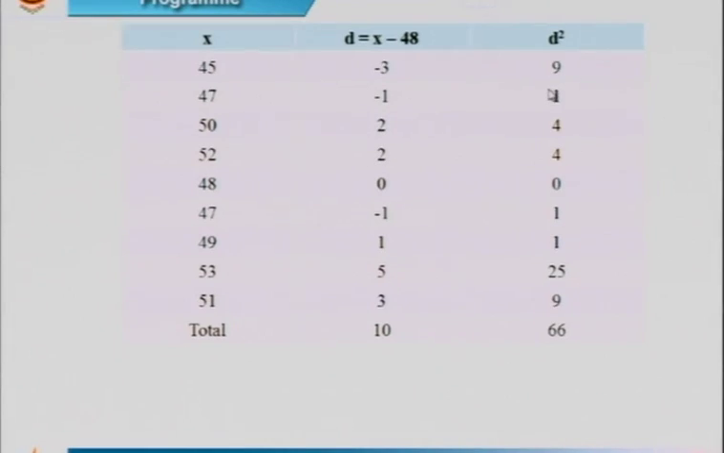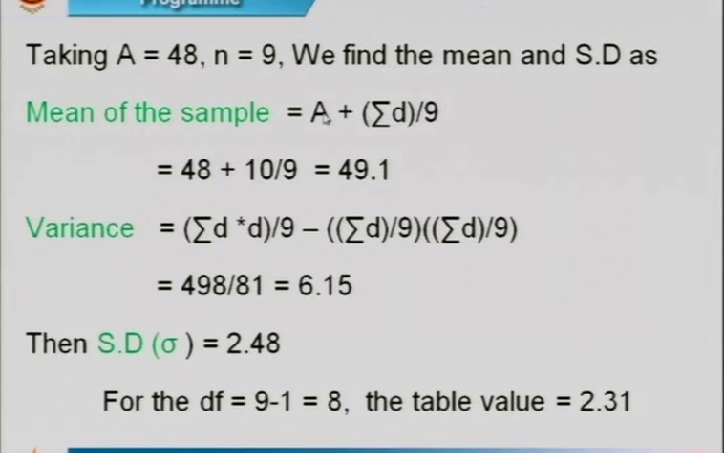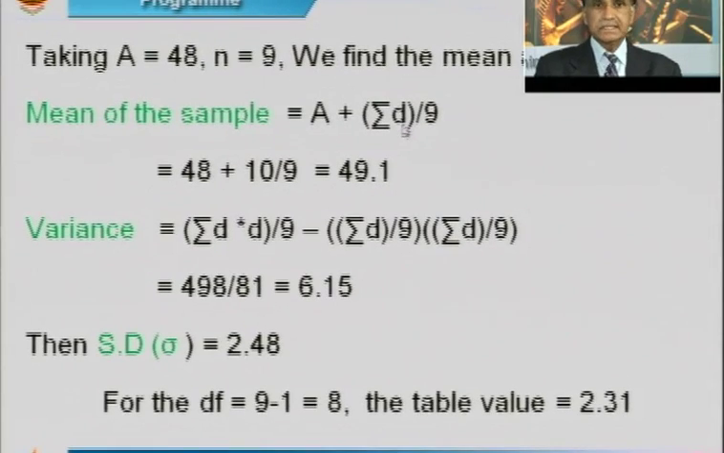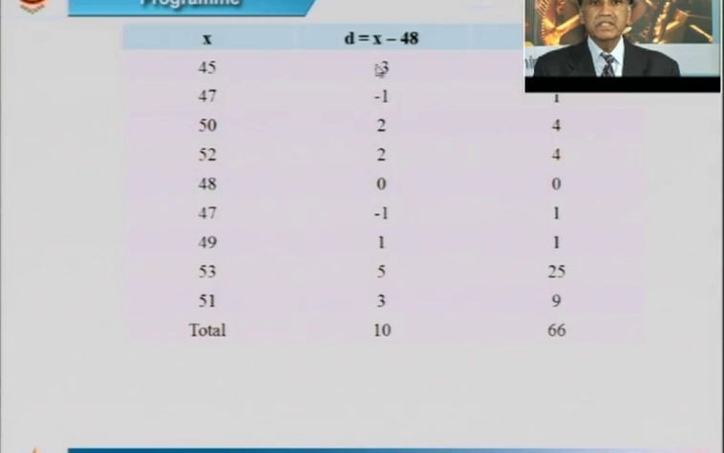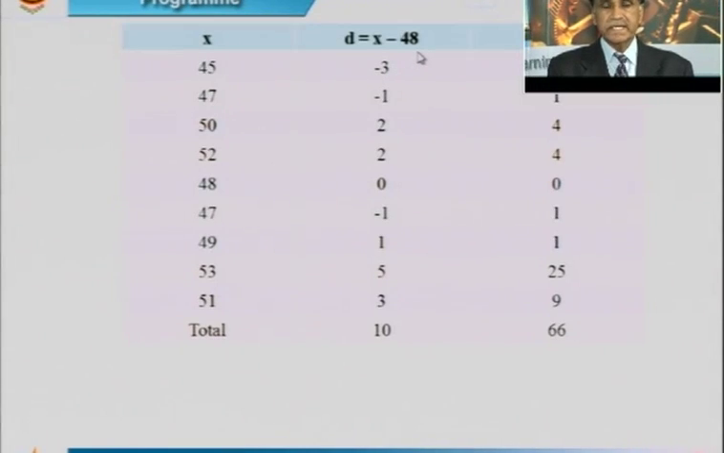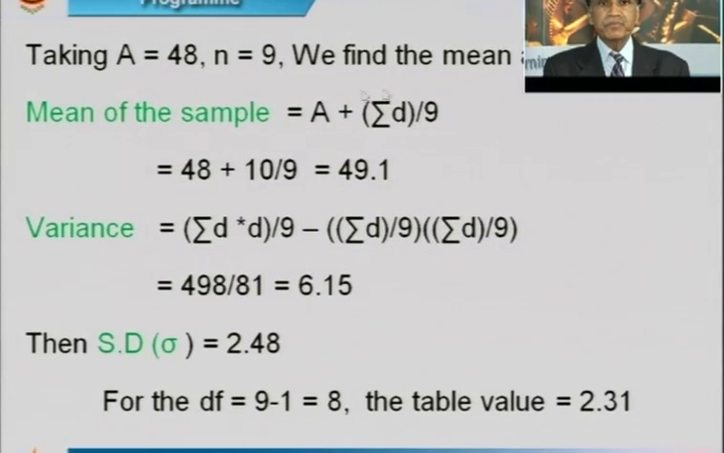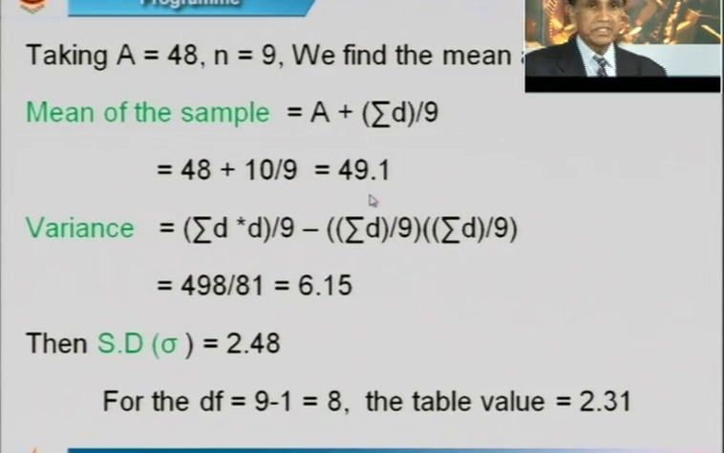Then I will make it d square, which helps me to calculate the standard deviation. The arithmetic mean of the sample is the arbitrary mean plus the sum of all the deviations, where d stands for x minus a, that is, x minus 48 in this table, divided by small n, which gives the calculation as 49.1.